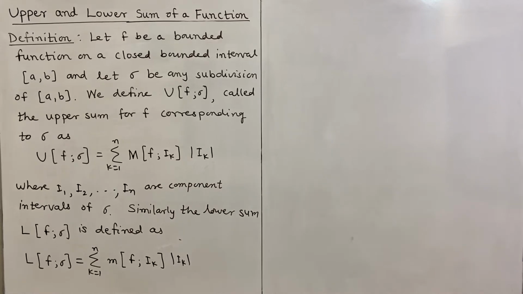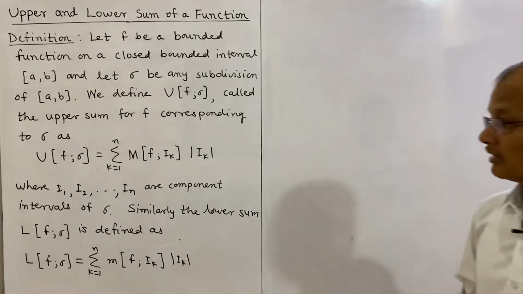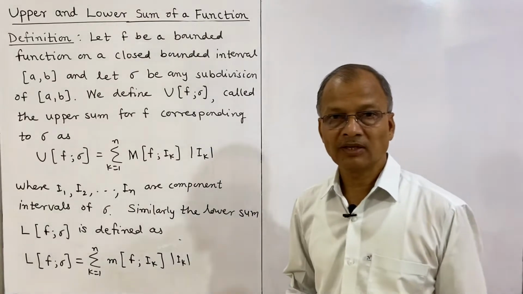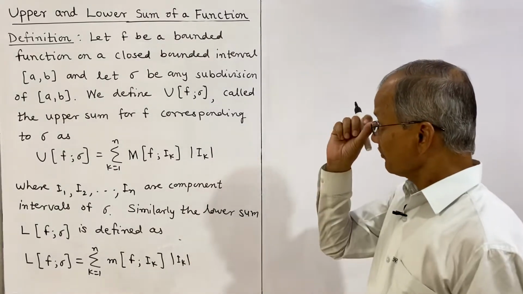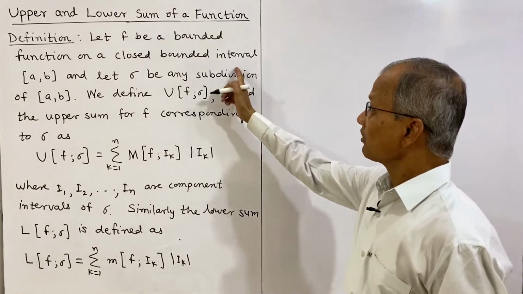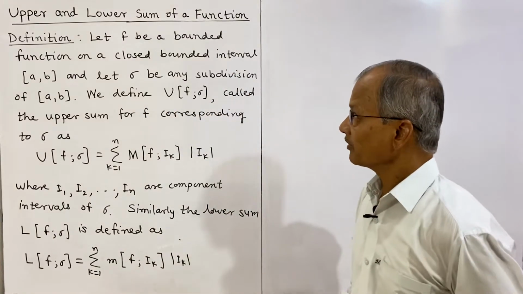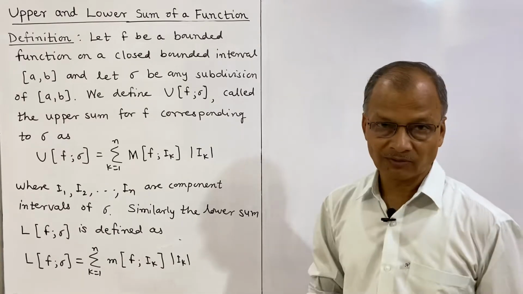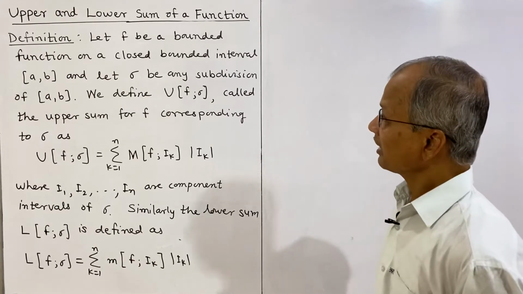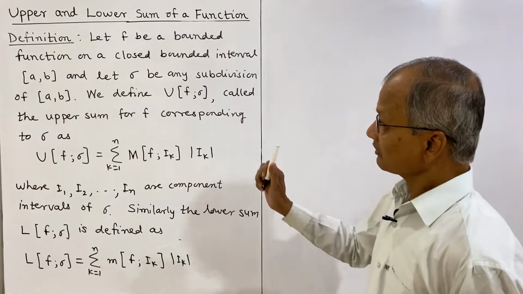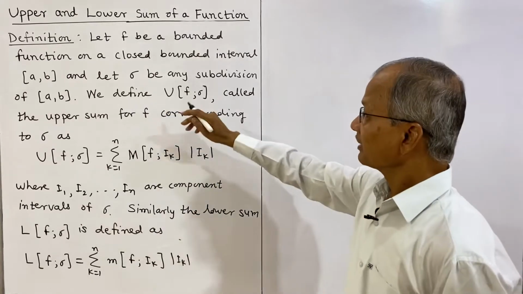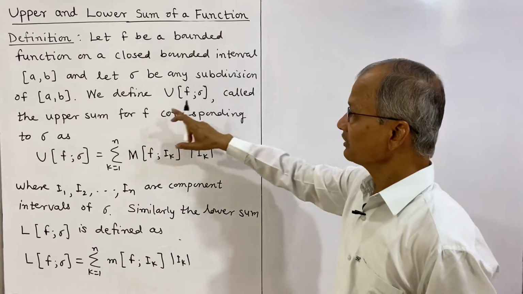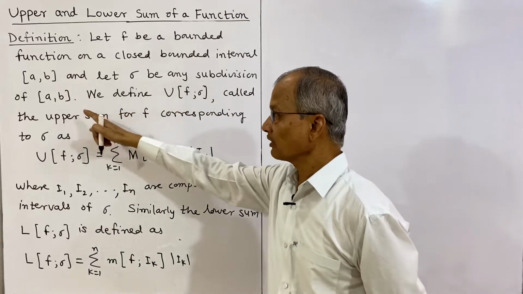Now we shall define upper and lower sum for a function. I have written the definition here. We shall see the meaning of this. Let f be a bounded function on a closed bounded interval [a, b]. Now hereafter we are considering f a real valued bounded function, and the interval is of real numbers. Let sigma be any subdivision of the closed interval [a, b].